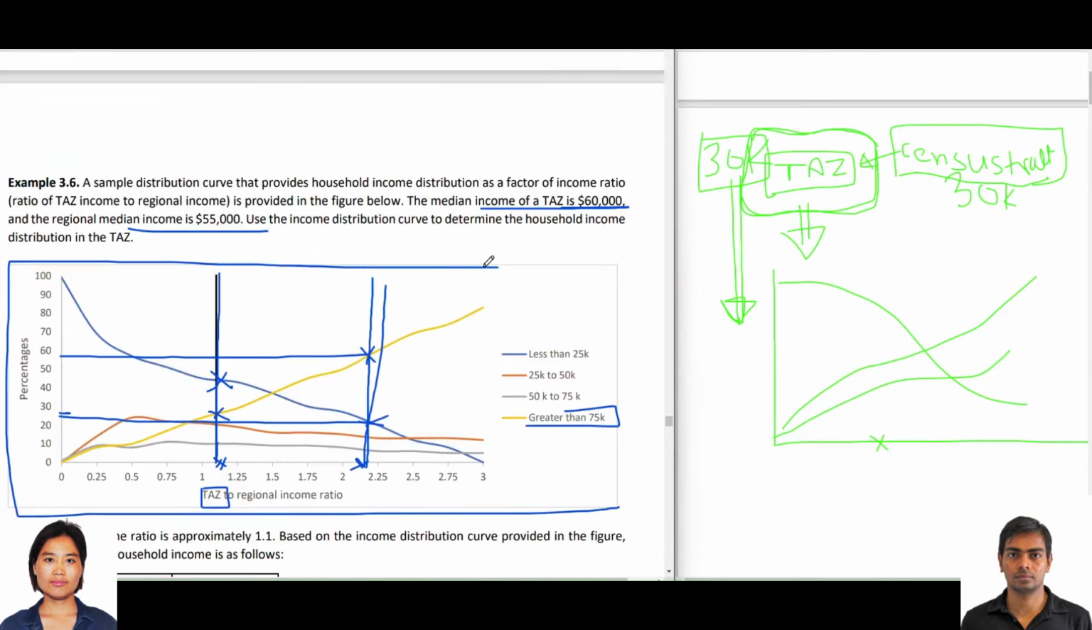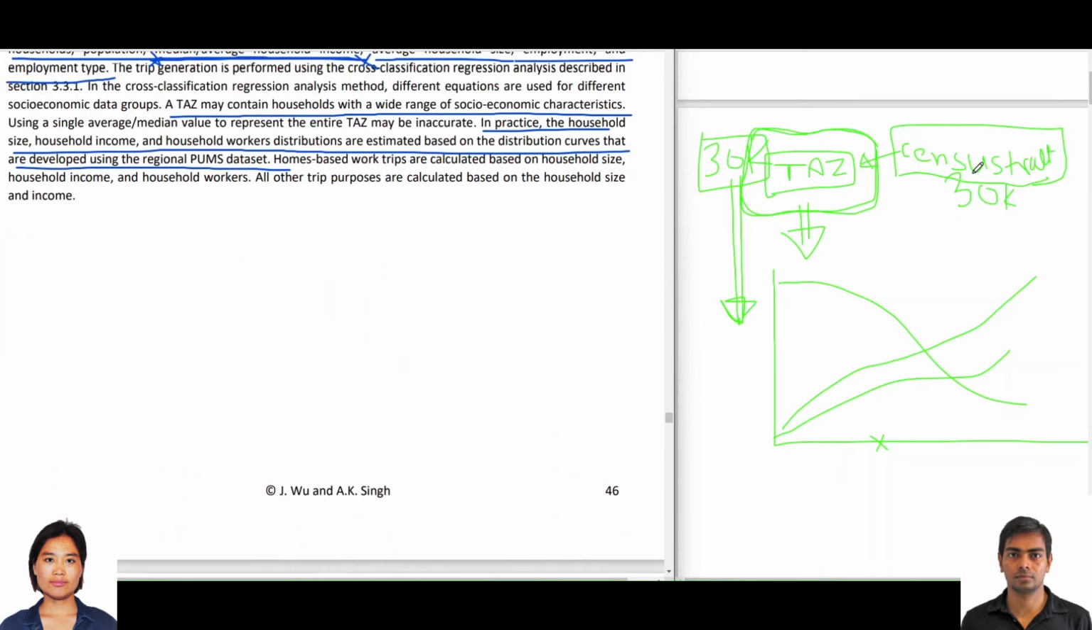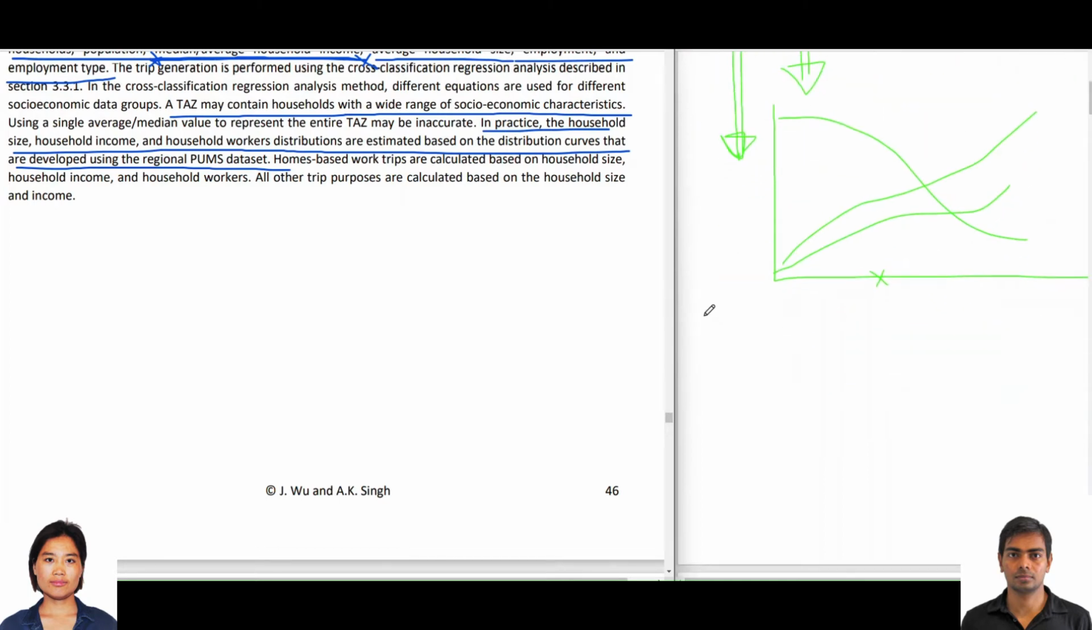So first, we take the census data, we figure out the average, then we figure out the distribution curves based on the regional data and change that average to a certain distribution. And now we have, instead of TAZ average, TAZ distribution data.